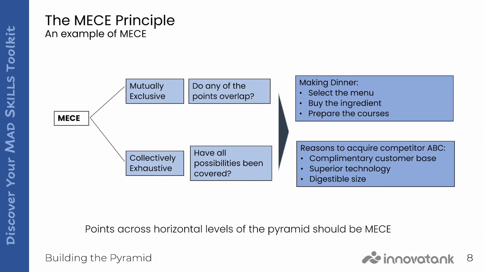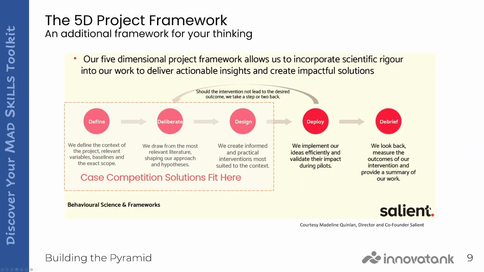And another idea here, with collectively exhaustive, have all the possibilities been covered? So we're looking at reasons to acquire competitors. Those may be things like complementary customer base, superior technologies, digestible sizes. Again, the buckets we're looking at, so we can throw the ideas into those single buckets and really try to cover the whole possibility of ideas that can possibly exist in terms of our solution.